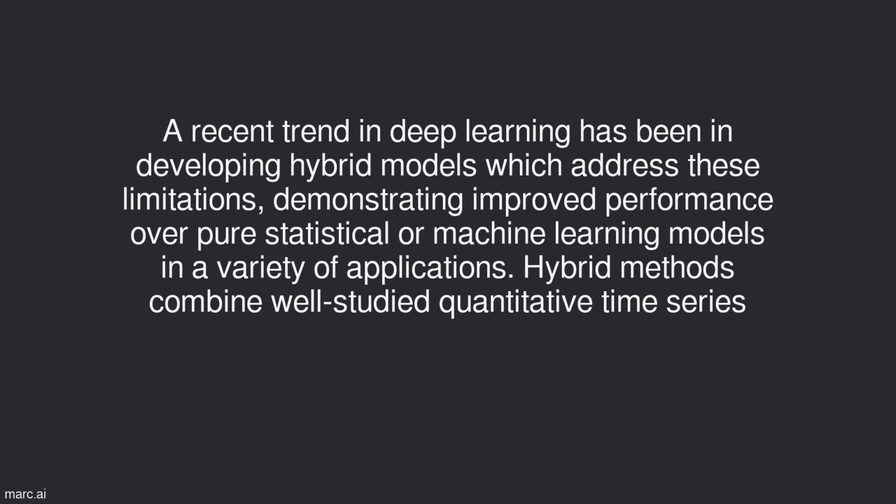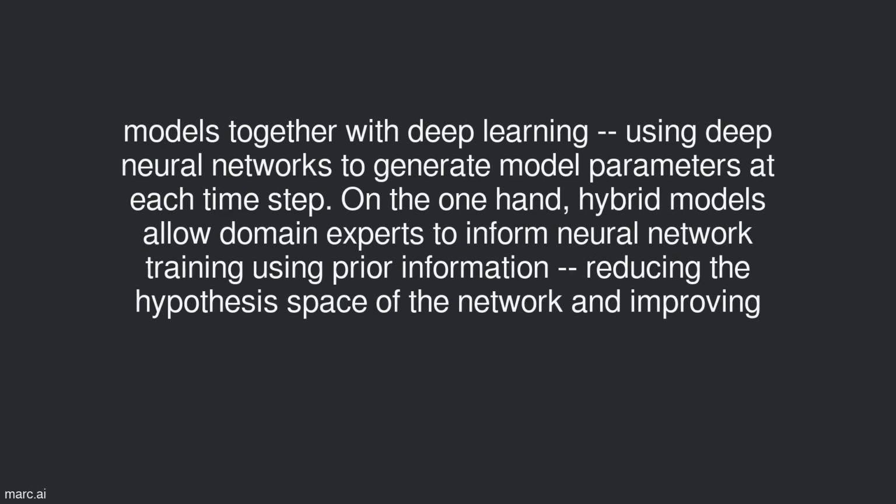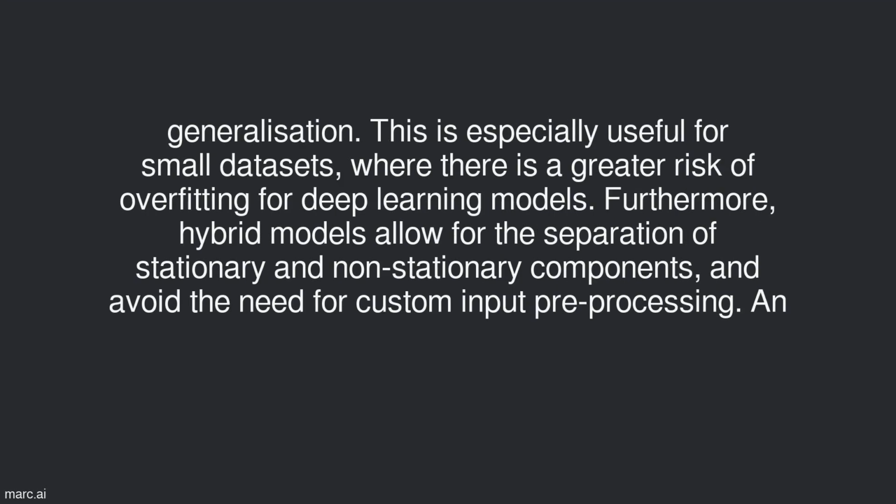Hybrid methods combine well-studied quantitative time series models together with deep learning, using deep neural networks to generate model parameters at each time step. On the one hand, hybrid models allow domain experts to inform neural network training using prior information, reducing the hypothesis space of the network and improving generalization. This is especially useful for small datasets, where there is a greater risk of overfitting for deep learning models. Furthermore, hybrid models allow for the separation of stationary and non-stationary components, and avoid the need for custom input pre-processing.